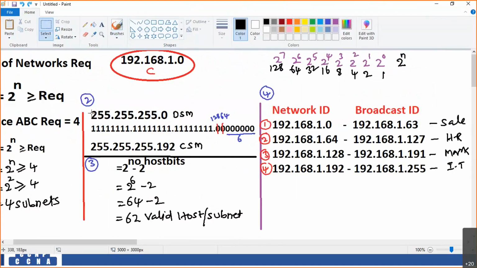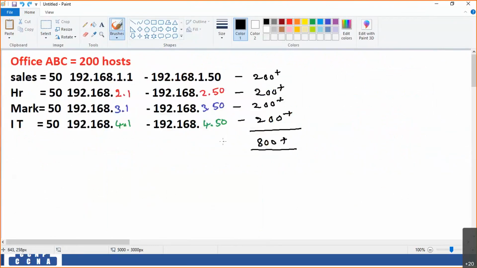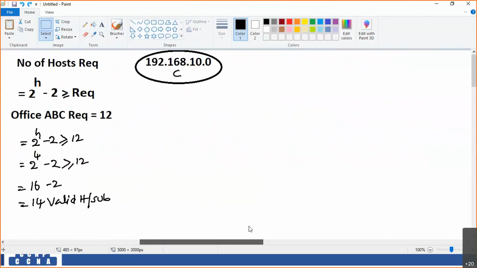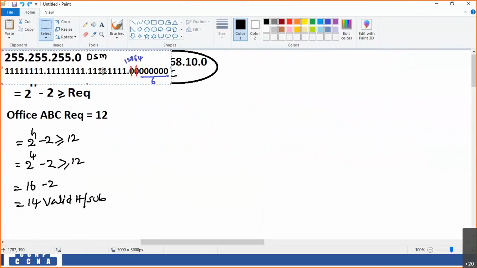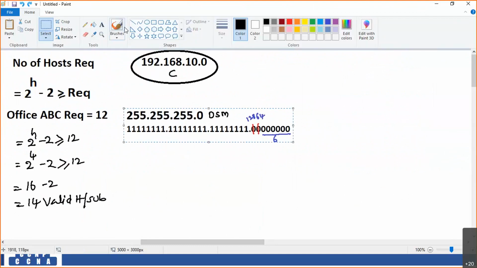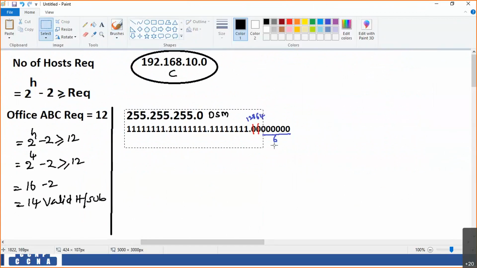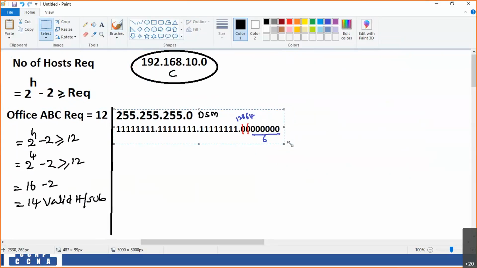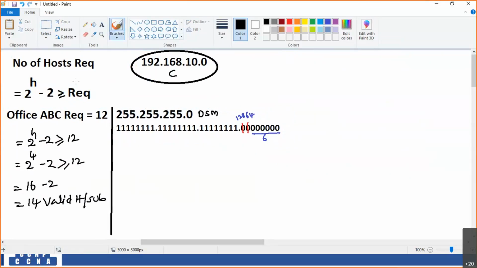Now see, customize the subnet mask. Like in the number of networks calculation, we converted bits from left to right. In the number of host calculation, it is right to left. Like in this direction, it will be calculated.